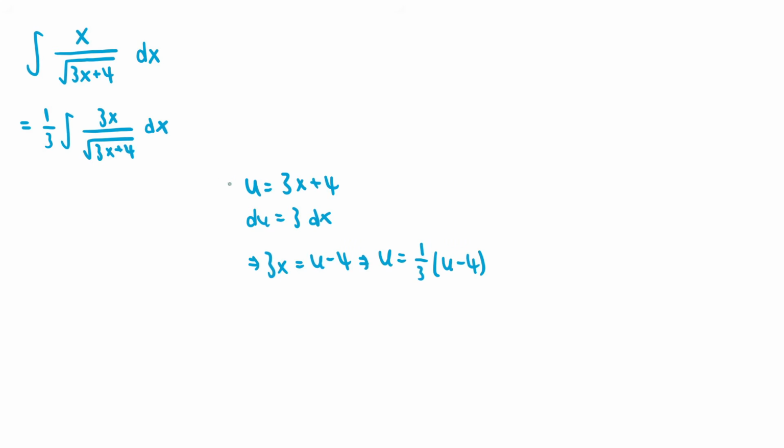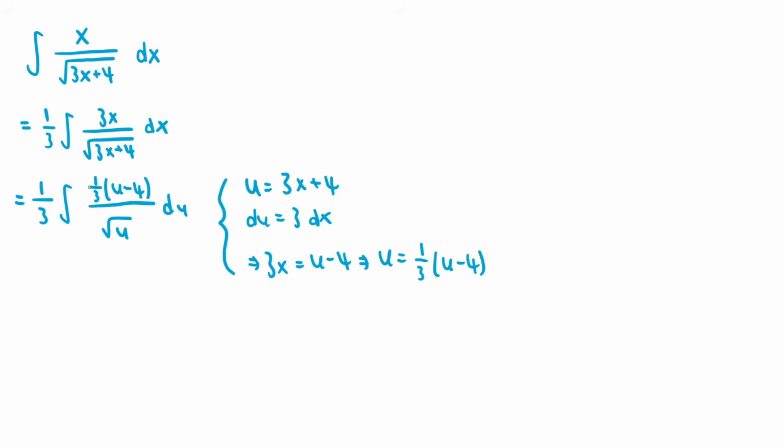If we substitute all of this into the integral, the square root of 3x plus 4 in the denominator becomes the square root of u, the 3 dx becomes du, and x becomes 1 over 3 times parentheses u minus 4. So the entire expression becomes 1 over 3 times the integral of 1 over 3 times parentheses u minus 4, all divided by the square root of u du.